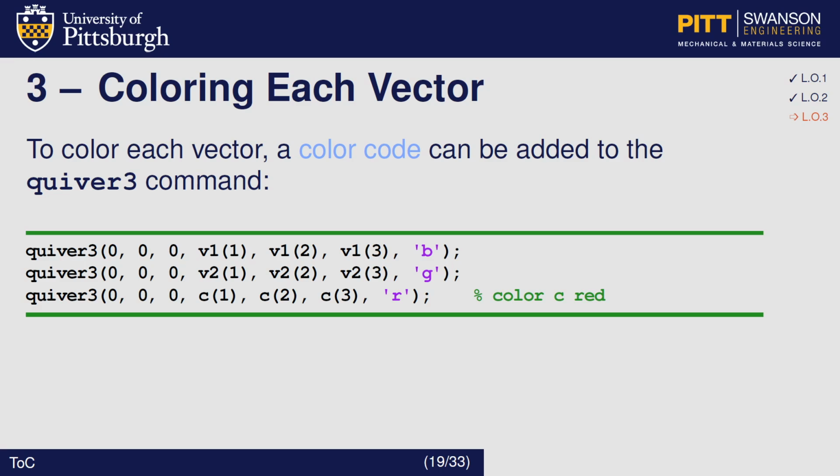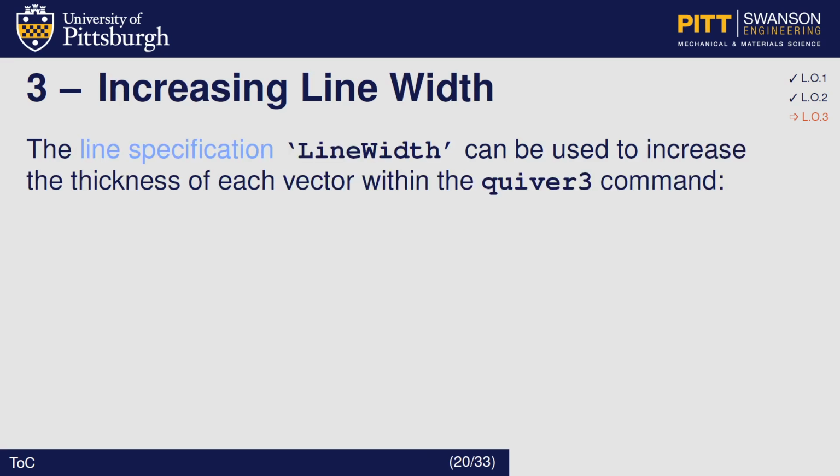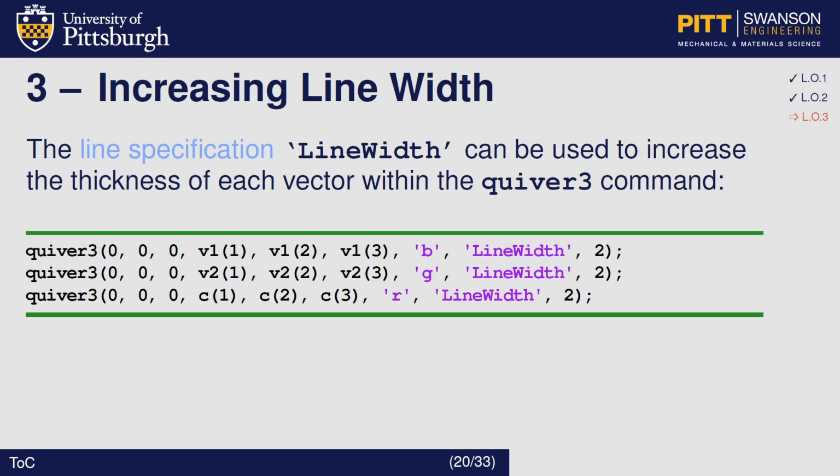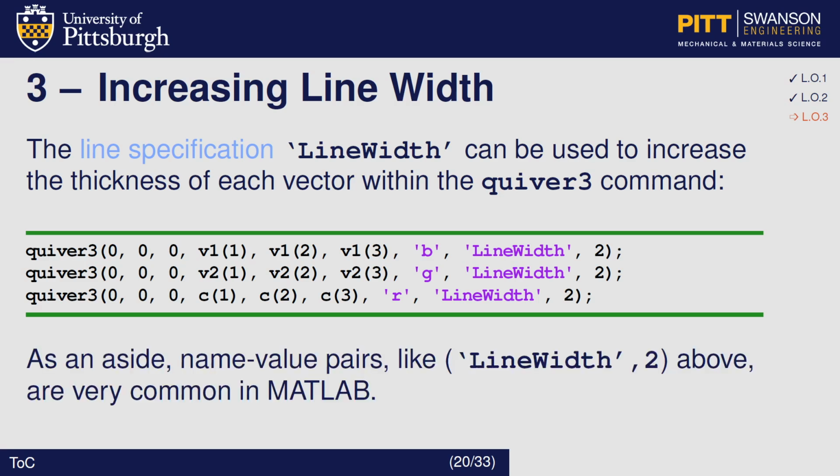Again, with the quiver3 command, we can also add a name value pair using the LineWidth argument to increase the thickness of each vector. We add the string LineWidth with a numeric value in the following argument. In this case, we'll use 2. As an aside, name value pairs like this are very common in MATLAB, especially in plotting commands.